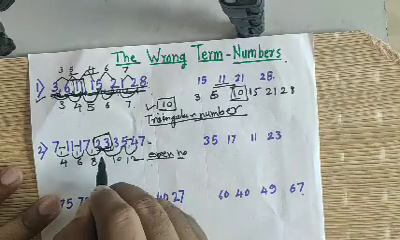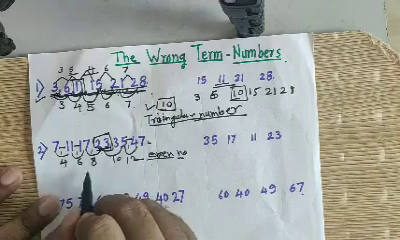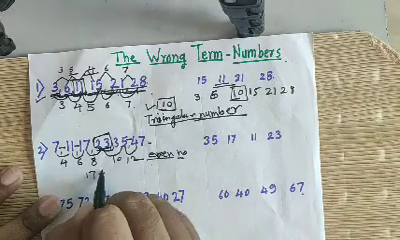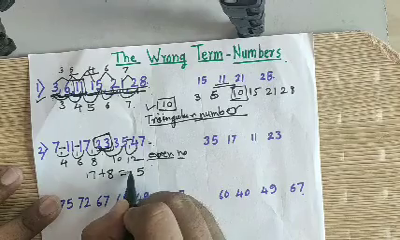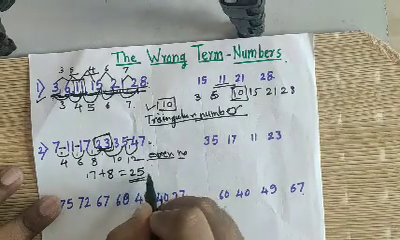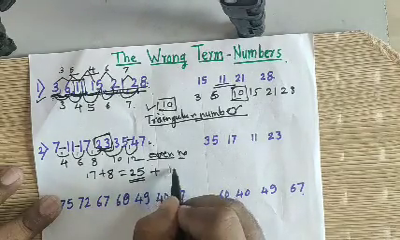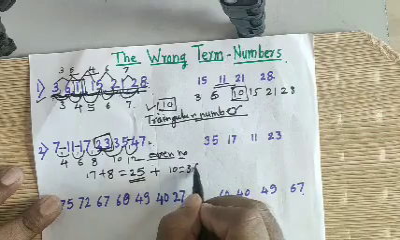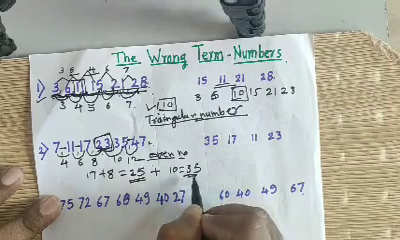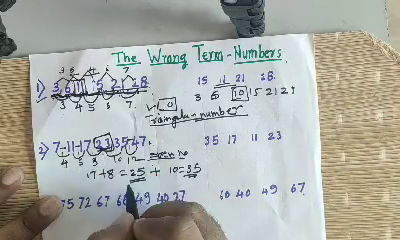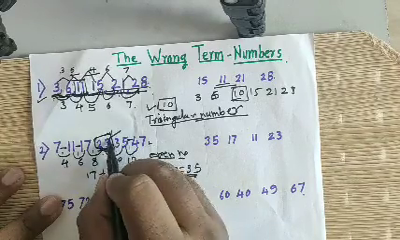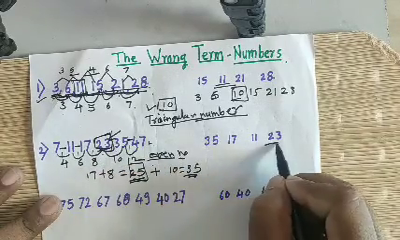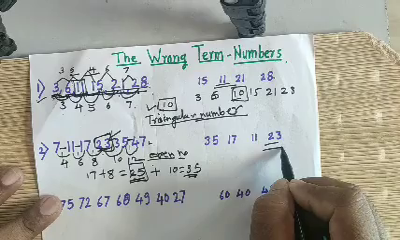So here we must have 17 plus 8, that is 25, then 25 plus 10, we get 35, the correct term. So here 23 must be replaced by 25. So the odd term or wrong term in this series is 23.